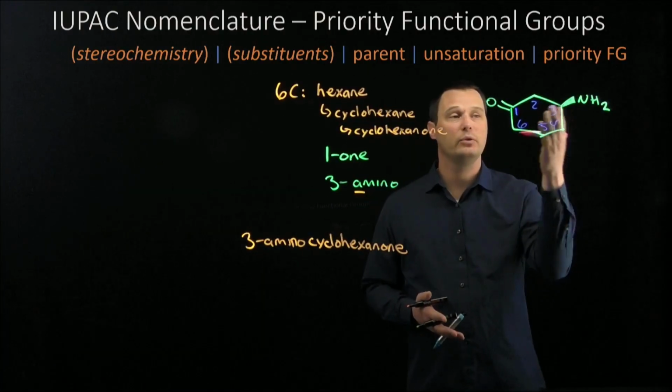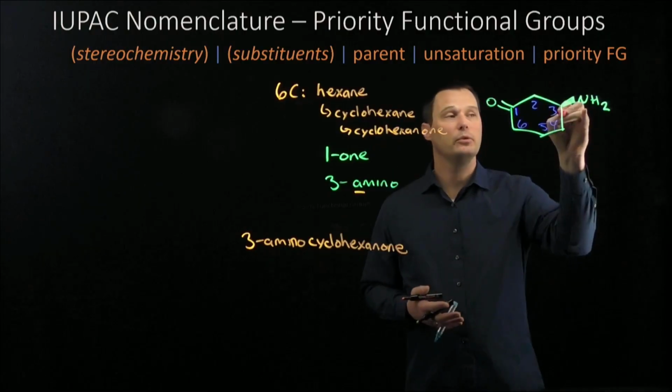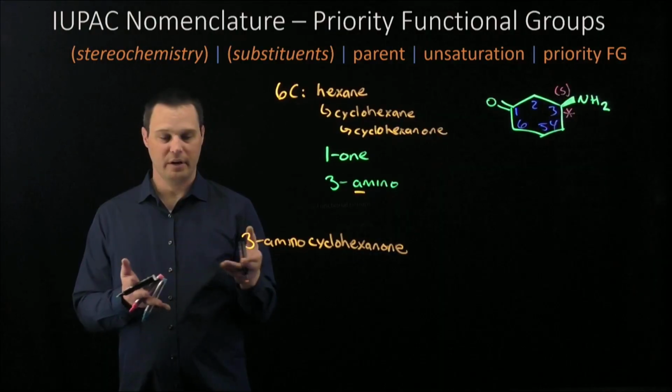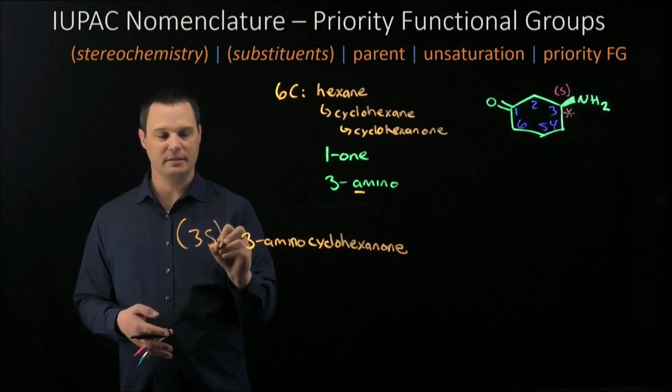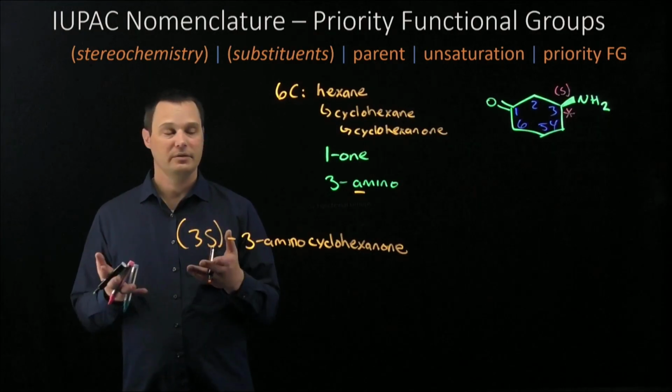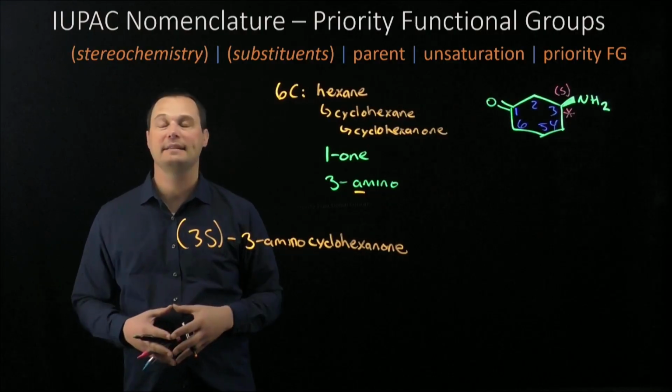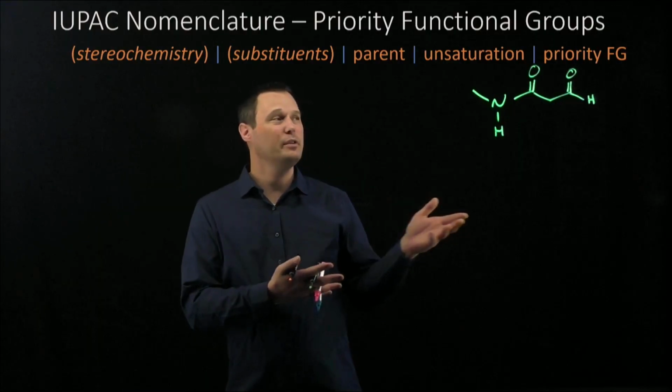Finally, we scan the molecule to see if there are any stereocenters. In this molecule, carbon number 3 is a stereocenter, and it is an S stereocenter. We put the stereochemical label in front as 3S, separated from the name of the molecule with a hyphen. That gives us the official IUPAC name for this molecule, (3S)-3-aminocyclohexanone. Pause the video, see how far you can get with this example.